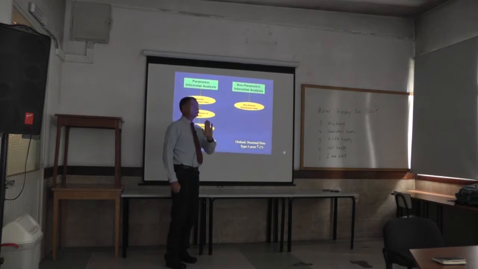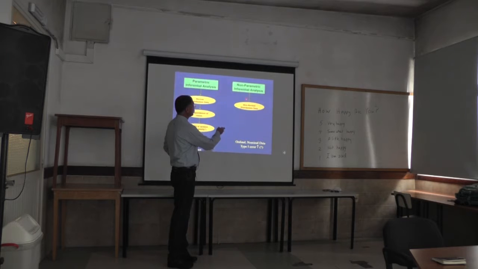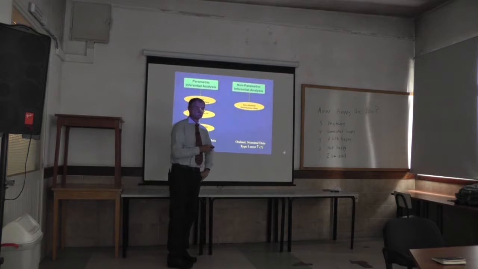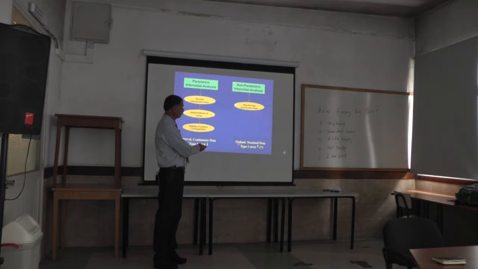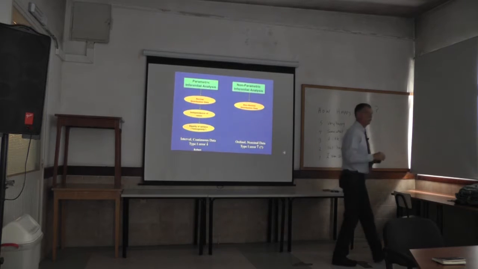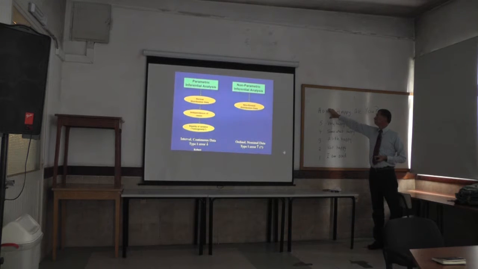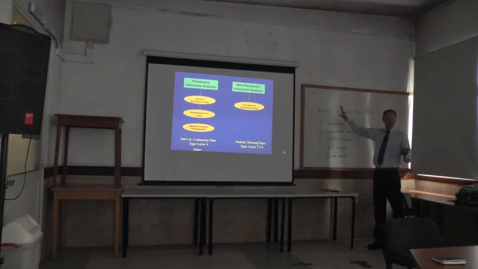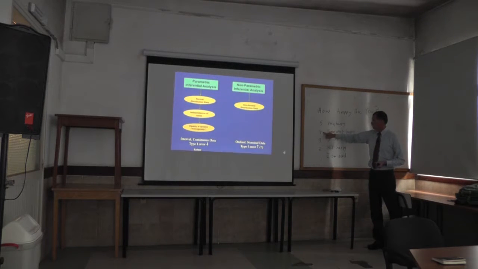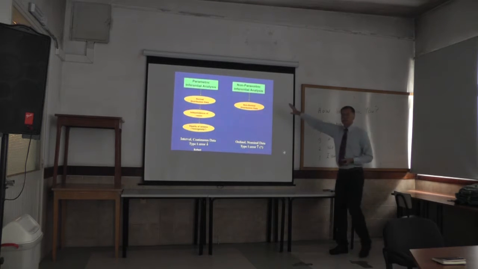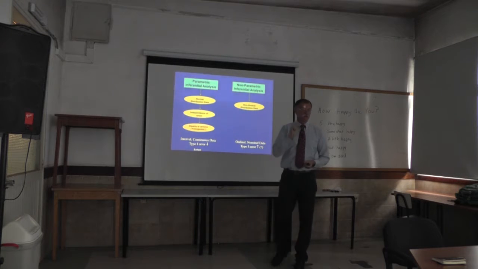Non-parametric statistical analyses are designed to deal with data that does not have a normal distribution. Sometimes it's referred to as ordinal or nominal data. An example of that is what I wrote on the board. If I asked everyone in the room, how happy are you? And you are to give me a number, 5, 4, 3, 2. That is the kind of data it is designed for.